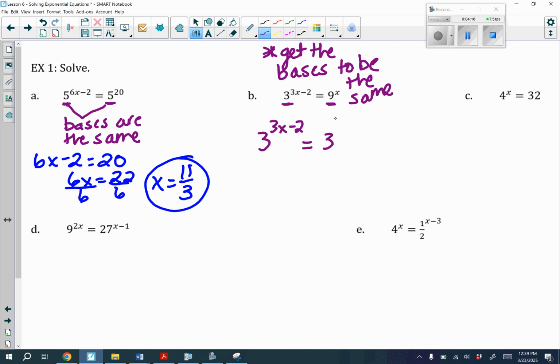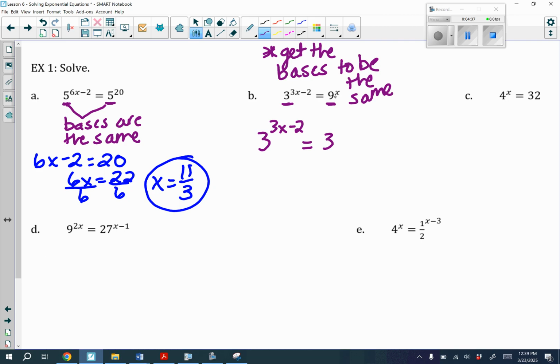On the other side, though, notice that I did change my 9 to a 3. Now, we can't just magically change numbers. The idea is that we're rewriting. We actually already did this when we worked on the inverse properties with our logs and exponentials. That was in our lesson 3 notes, example 5. So we're doing something similar here.